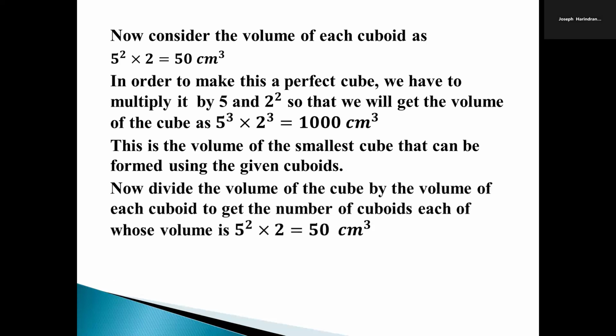Now let us divide this volume of the cube by the volume of each cuboid to get the number of cuboids. Each of its volume is 50 centimeter cubed. So the number of cuboids will be 1000 by 50. It is equal to 20. Easily we got the answer as 20 cuboids. The number of cuboids is 20. This is the correct answer.